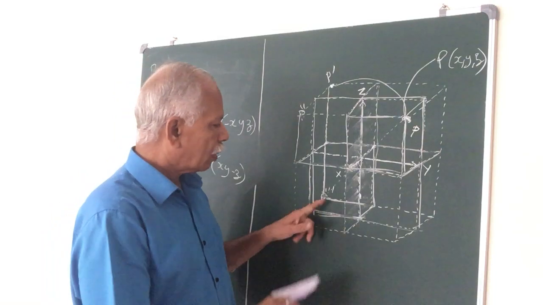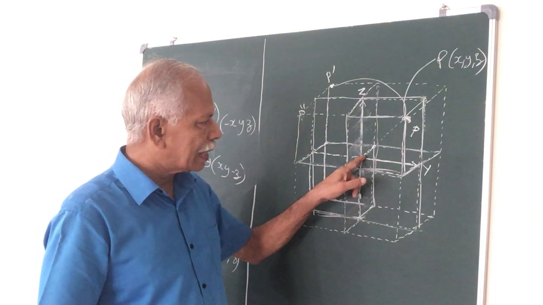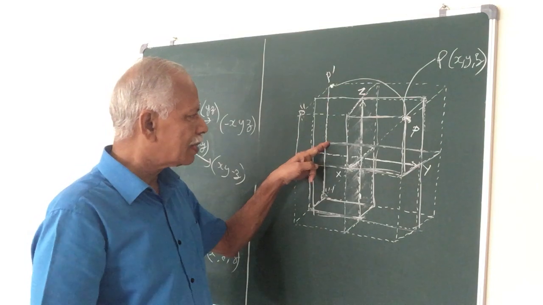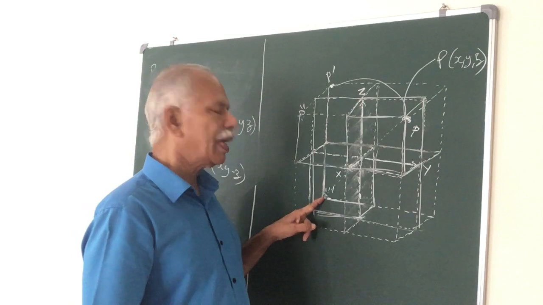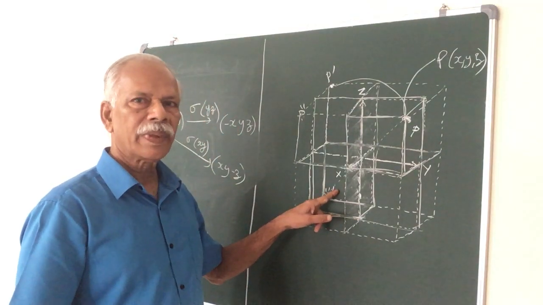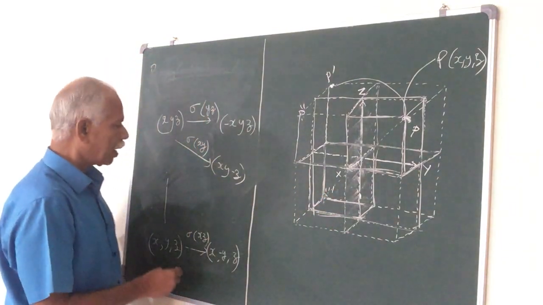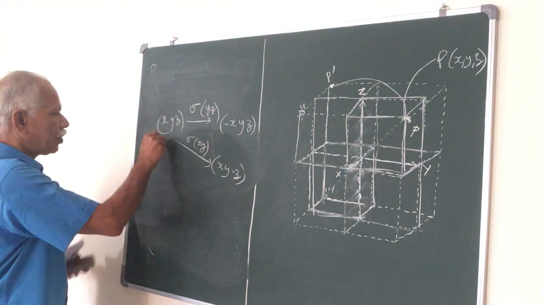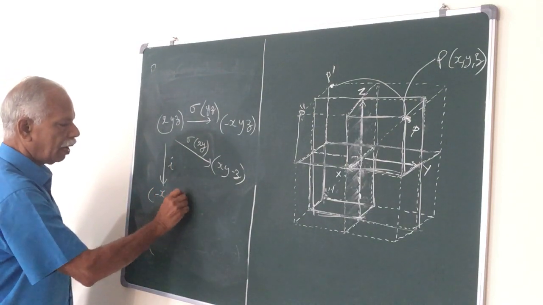In order to reach this point, you have to measure the X coordinate along the negative X axis, measure the Y coordinate along the negative Y axis, and measure the Z coordinate along the negative Z axis, parallel to the negative Z axis. The new coordinates of P3 dash are minus X, minus Y, and minus Z. That is typical of inversion operation. This point will change on inversion operation to minus X, minus Y, and minus Z.